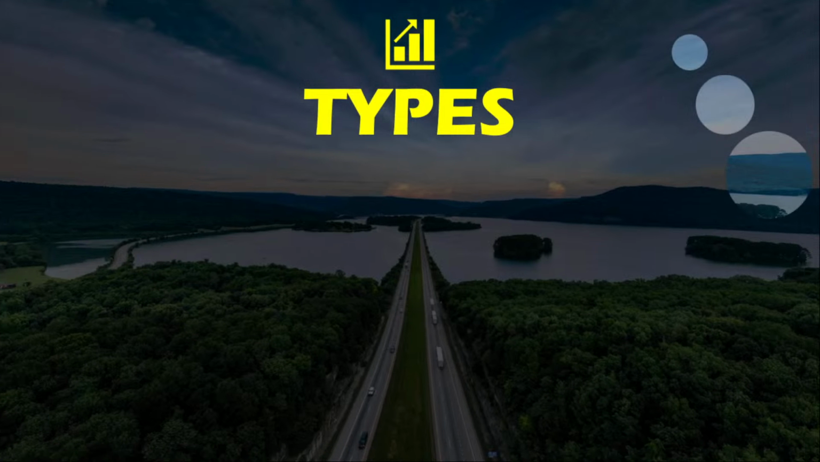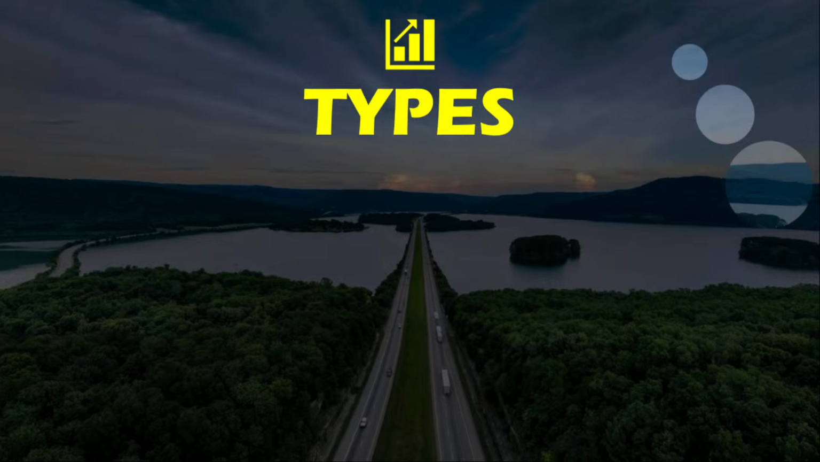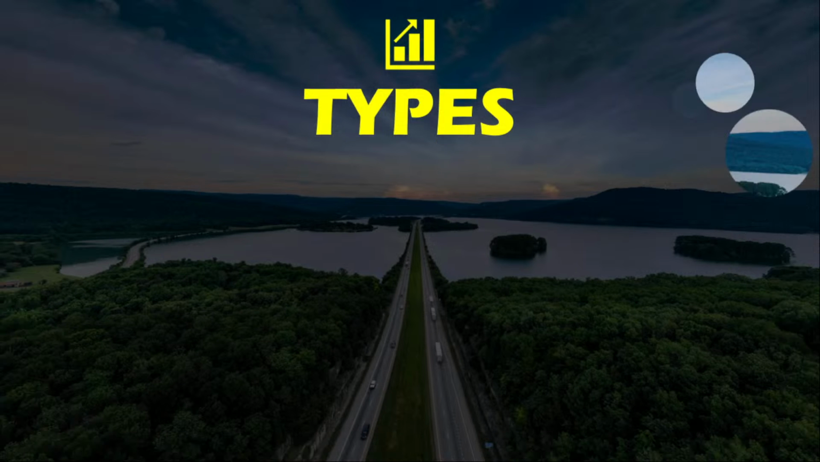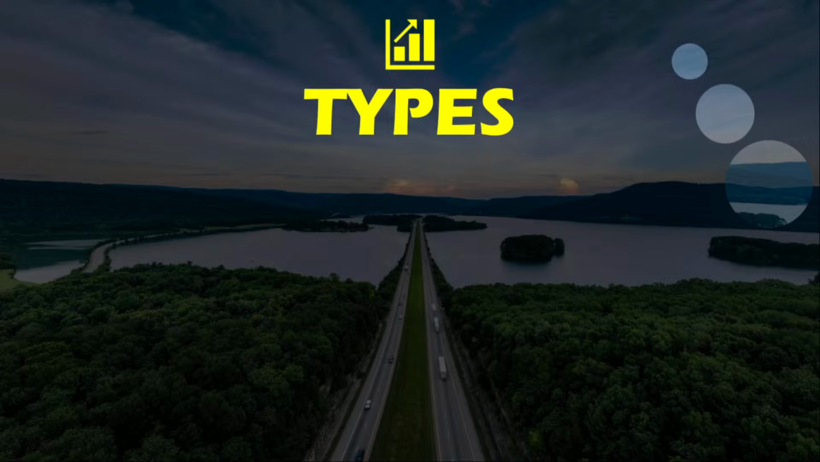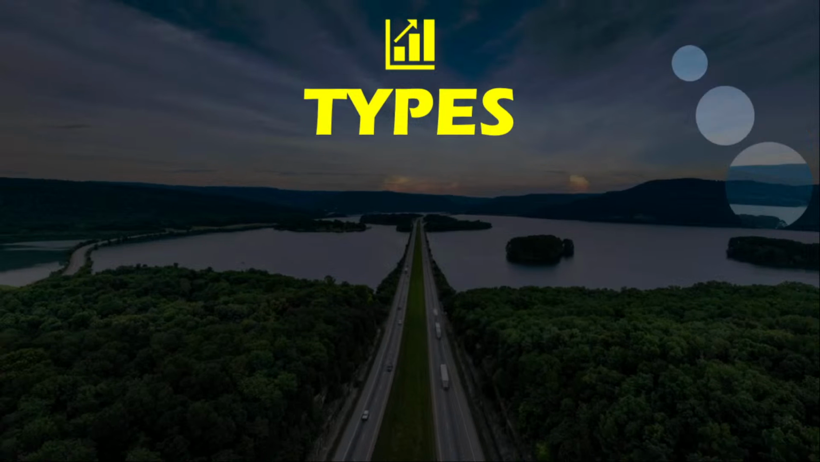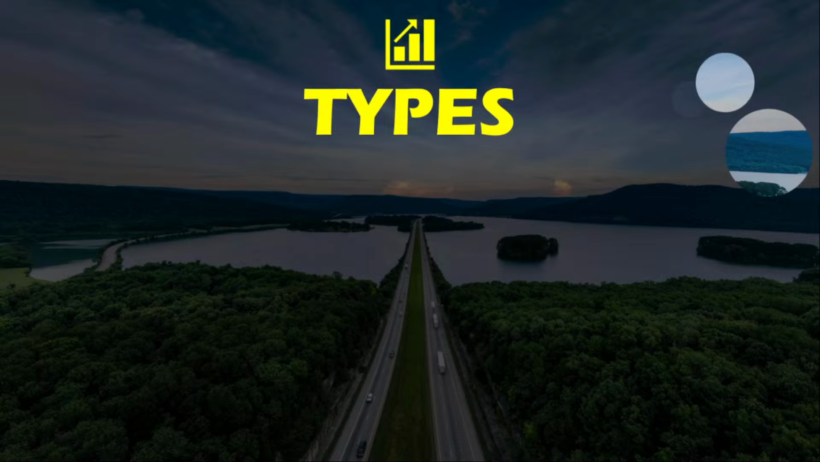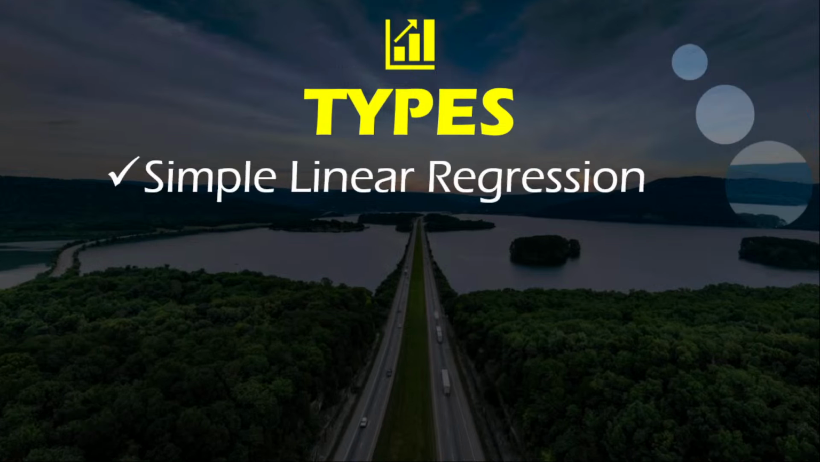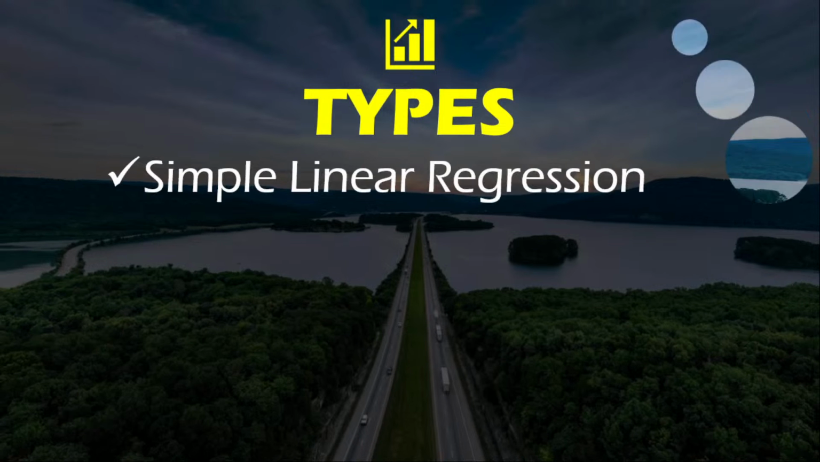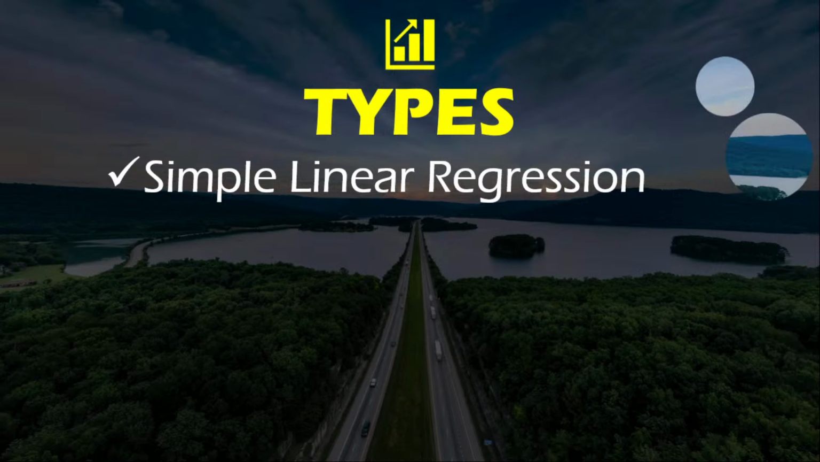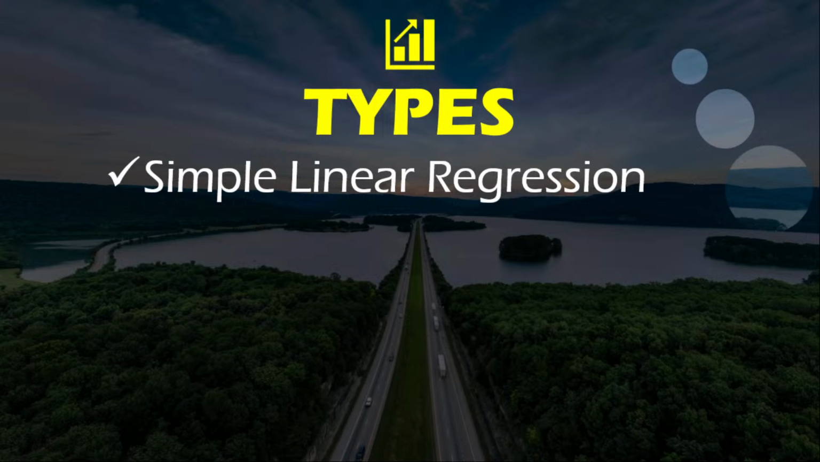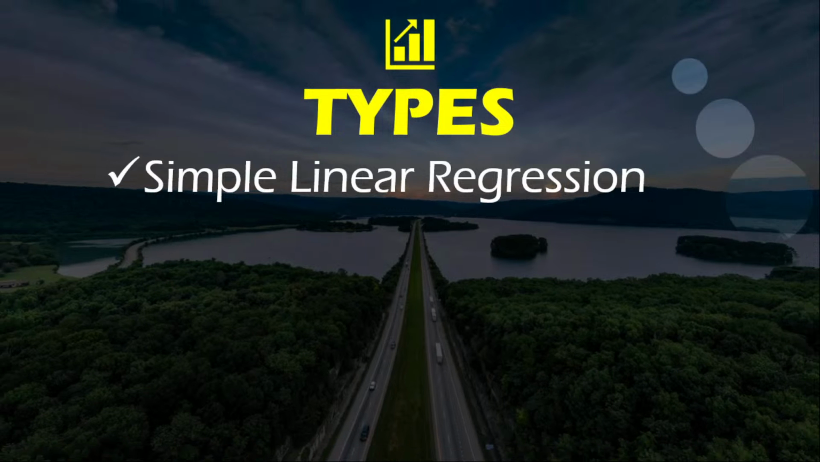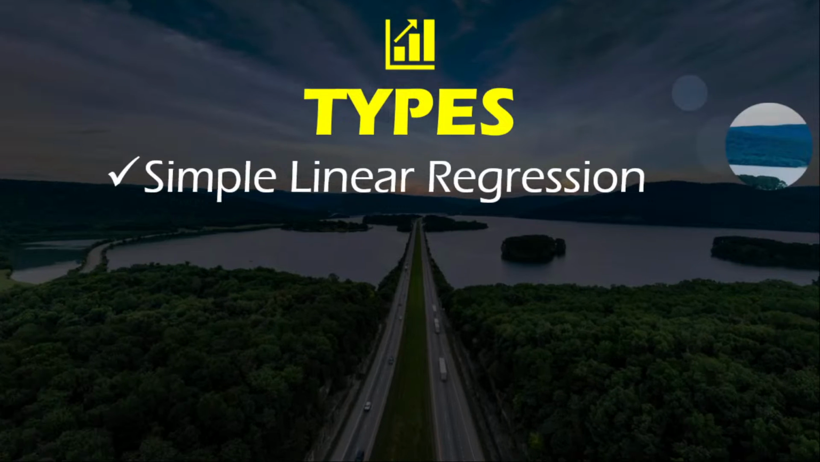In the field of regression analysis, there are different types, but tonight I have summarized 4 to 5 key types of regression analysis. The first one is what we refer to as simple linear regression. Now, what is simple linear regression? Simple linear regression is defined as a linear regression with one dependent and one independent variable.